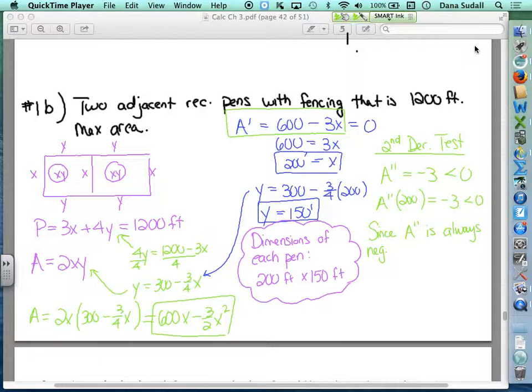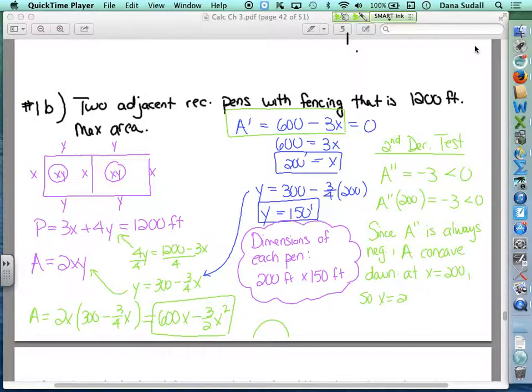It's negative when x is 200, but it's always going to be negative. That makes a, now we're talking about concavity with the second derivative. If the second derivative is negative, the original function is concave down. If you think concave down, it looks like that. So a is concave down, x is 200.